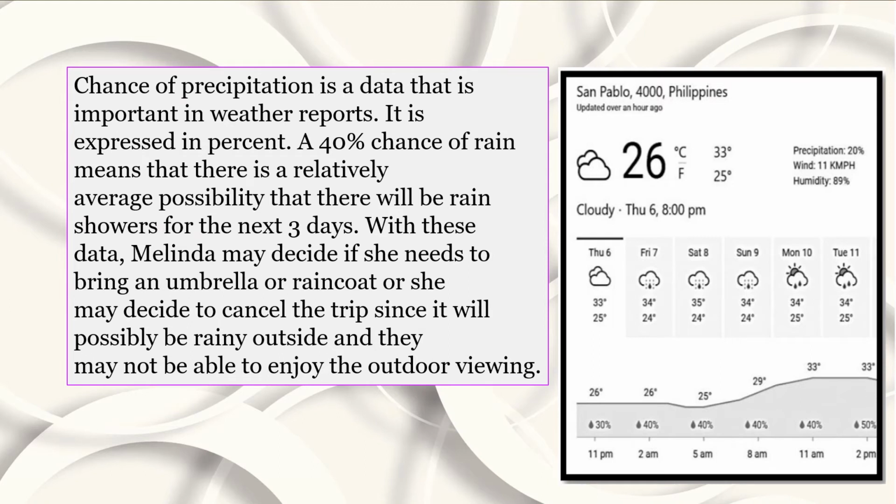Chance of precipitation is data that is important in weather reports. It is expressed in percent. A 40% chance of rain means that there is a relatively average possibility that there will be rain showers for the next 3 days. With this data, Melinda may decide if she needs to bring an umbrella or raincoat, or she may decide to cancel the trip since it will possibly be rainy outside and they may not be able to enjoy the outdoor viewing.